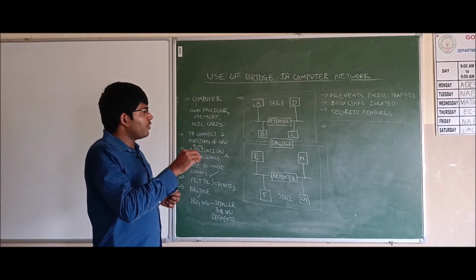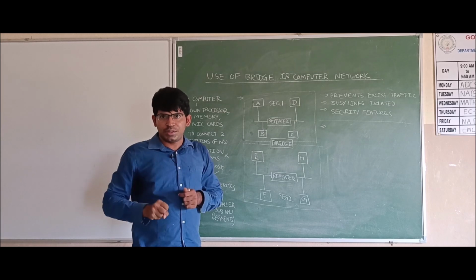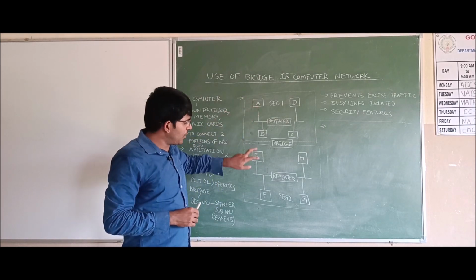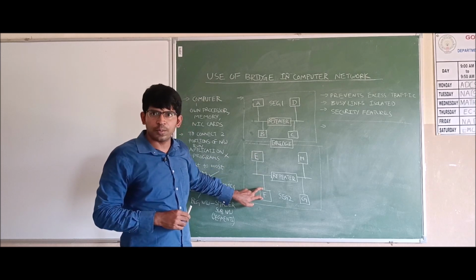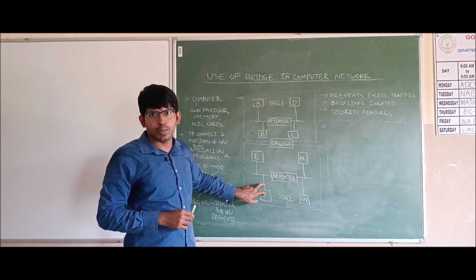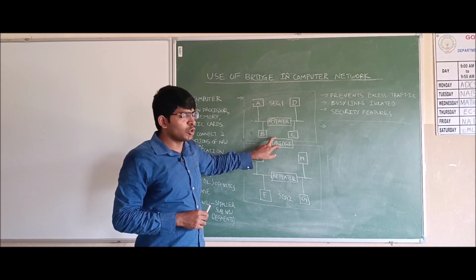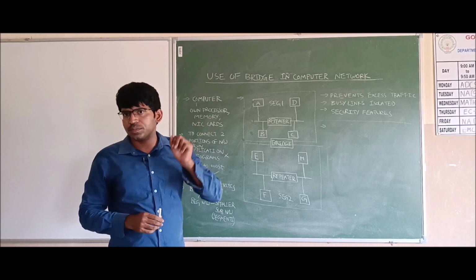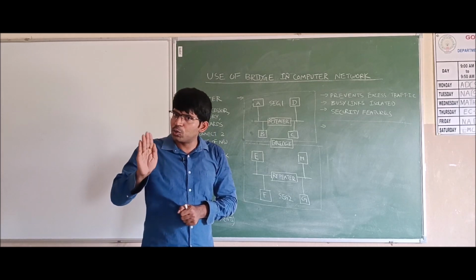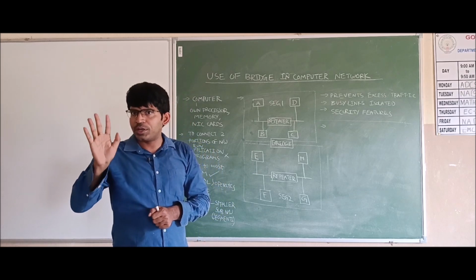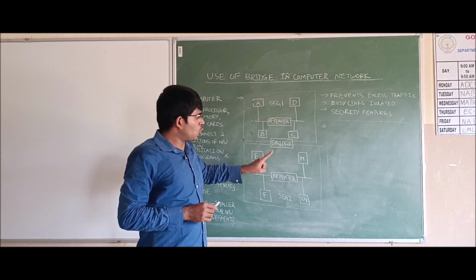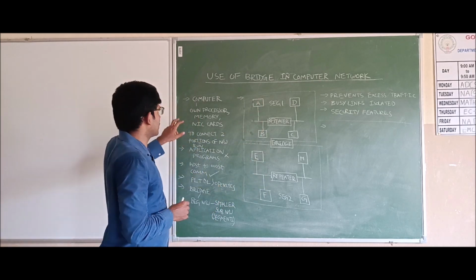So whenever we are taking the bridge, when this host A wants to communicate with this host F, the host to host communication is possible with the usage of the bridge. It is not application oriented. We will not use bridge for application oriented programs, but we use bridge for host to host communication.